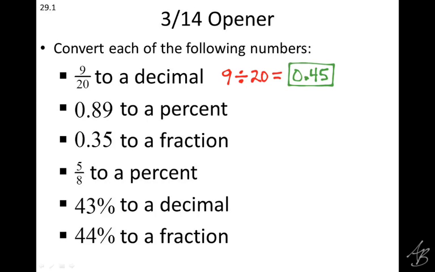All right, how about the next one? We want to change that decimal into a percent. How do we do that? Somebody else. Alonzo? Yeah, so to change a decimal into a percent, we just take that decimal 0.89 and we multiply by 100%. All right, so we do that and we get what? 89%.